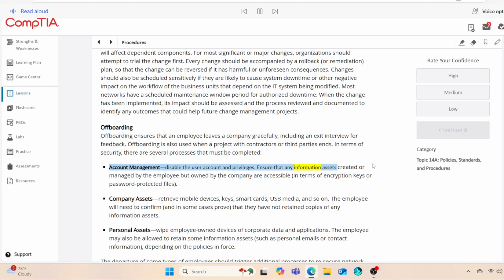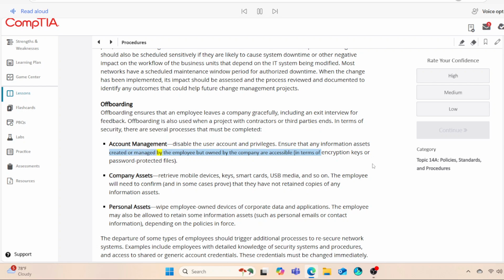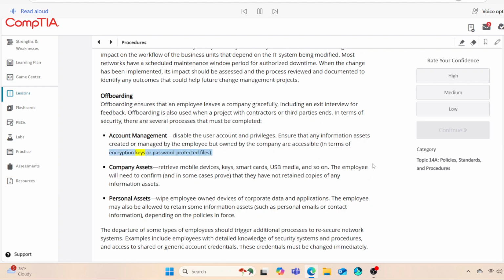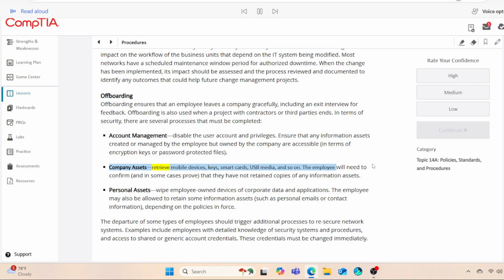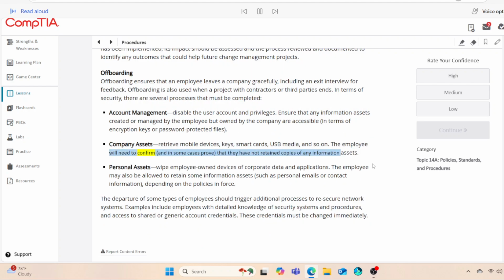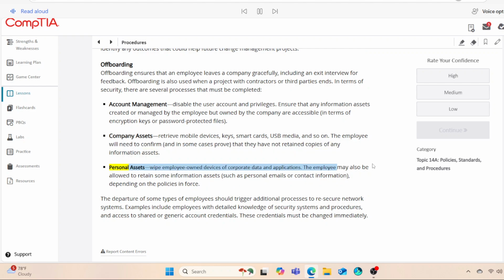Ensure that any information assets created or managed by the employee but owned by the company are accessible in terms of encryption keys or password-protected files. Company assets. Retrieve mobile devices, keys, smart cards, USB media, and so on. The employee will need to confirm, and in some cases prove, that they have not retained copies of any information assets. Personal assets. Wipe employee-owned devices of corporate data and applications.